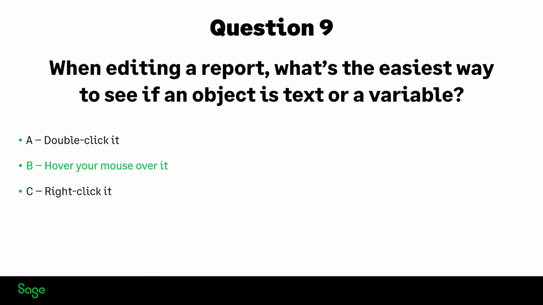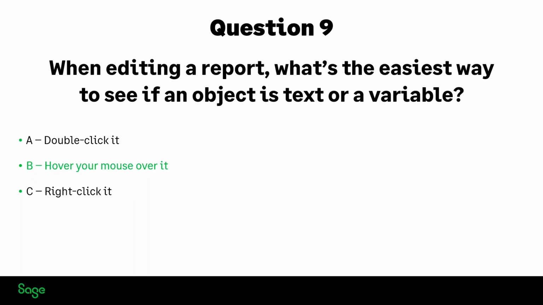Double clicking it would actually open it within the expression editor if it's a variable. If it's text and you double click it, it'll just put the highlight box around the text and give you the flashing cursor. So if you've made a typo or you need to change that text for whatever reason, then you can do it that way.